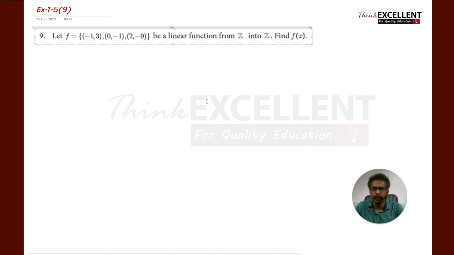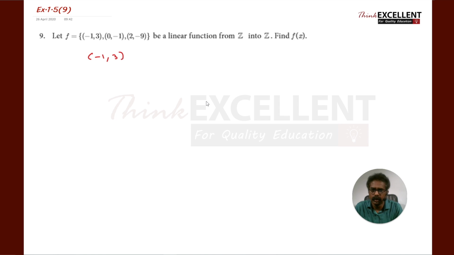Look at the next question. It's a different one, but it's a very simple question. f is a function: (-1, 3), (0, -1), and (2, -9). What's the meaning of this? The image of -1 is 3. -1 is related to 3. And the image of 0 is -1. And the image of 2 is -9. This is what is given in the question, okay?